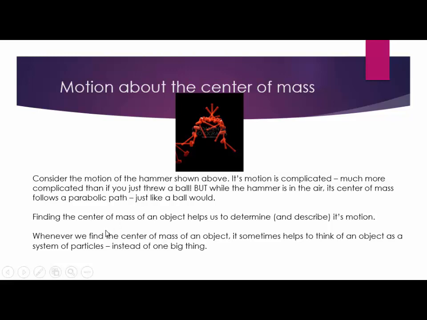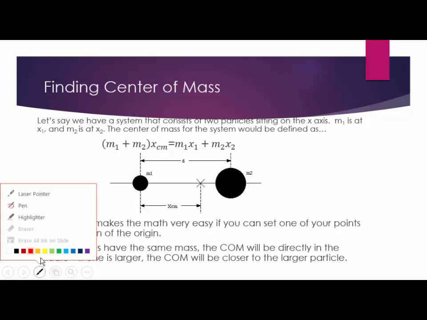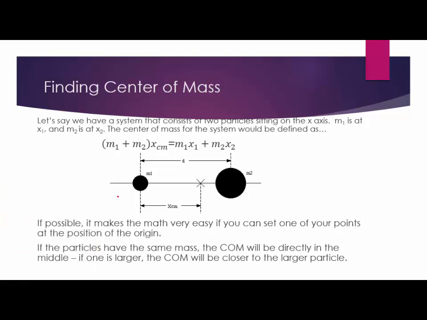When we calculate the center of mass of an object, it sometimes helps to think of that object as particles instead of one big object, and you'll see what that means in a second. Let's say we have a system that has two particles in it, M1 and M2, sitting on the x-axis. M1 is at x1, and M2 is at x2.